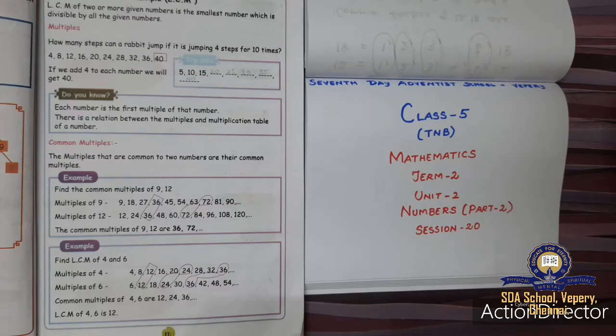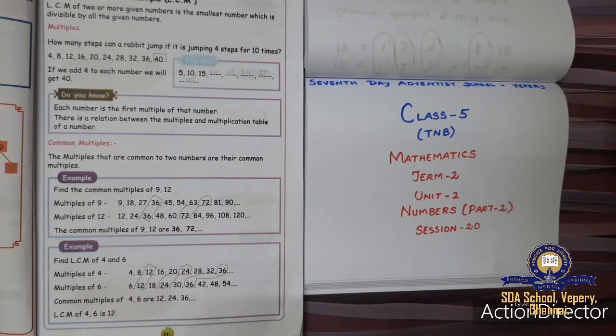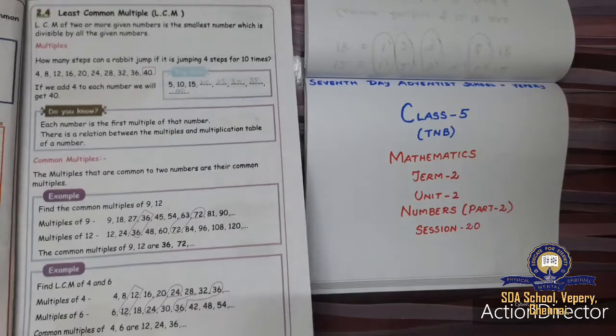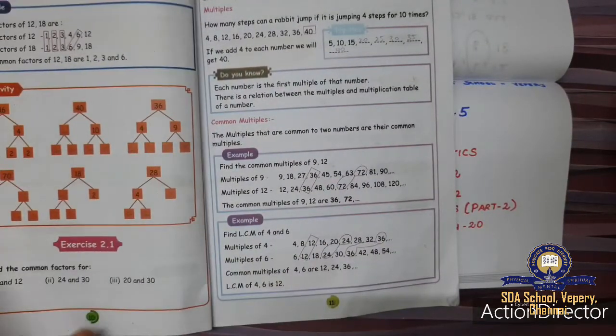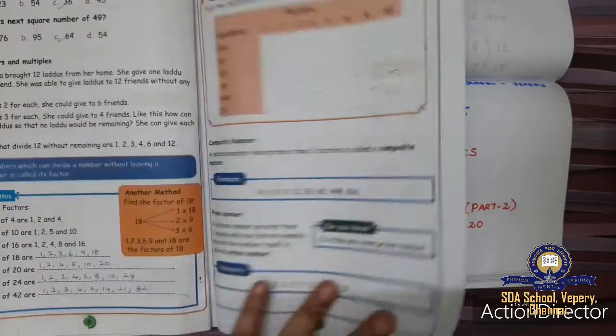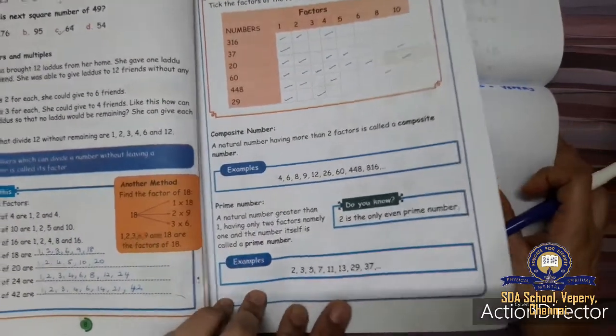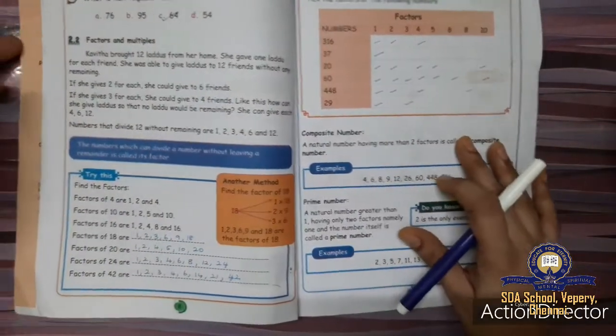Amen. Okay, children. So last class we started with unit 2, numbers. We studied about square numbers, composite numbers, prime numbers, and we learnt about factors. All these things we studied in our last class.